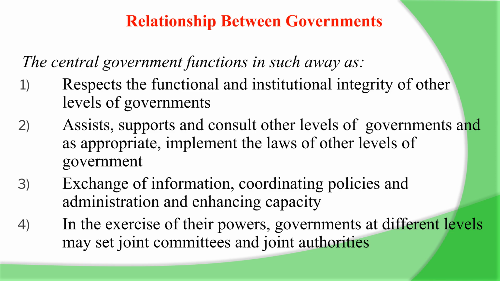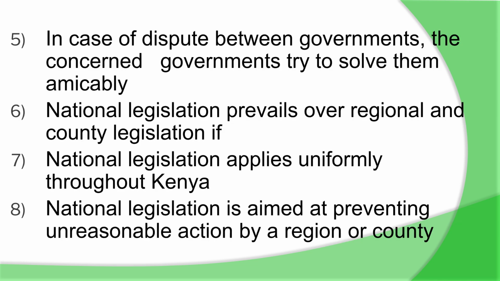The central government must respect the functional and institutional integrity of other government levels. It is required to assist, support, and consult other governments, and, as appropriate, implement their laws, exchange information, coordinate policies, and enhance capacity. Governments should try to solve disputes amicably. National legislation prevails over regional and county legislation if it applies uniformly throughout Kenya or is aimed at preventing unreasonable action by a region or county.